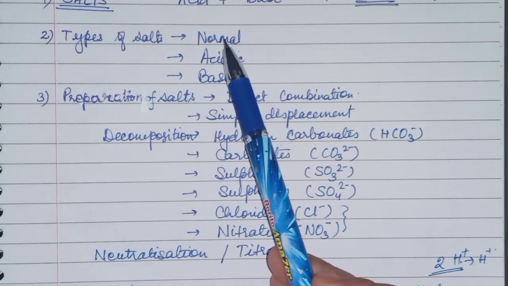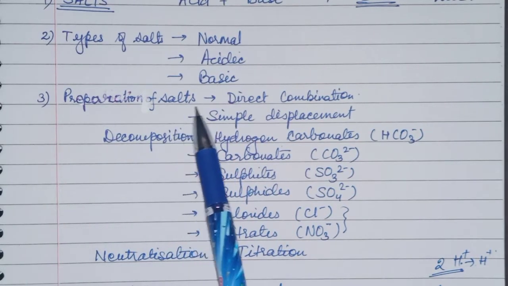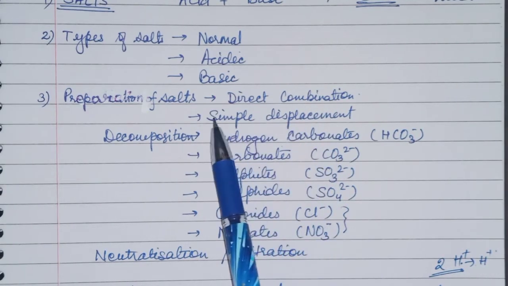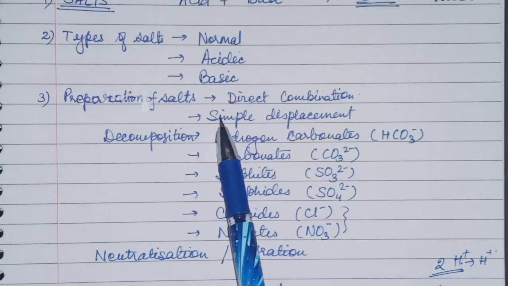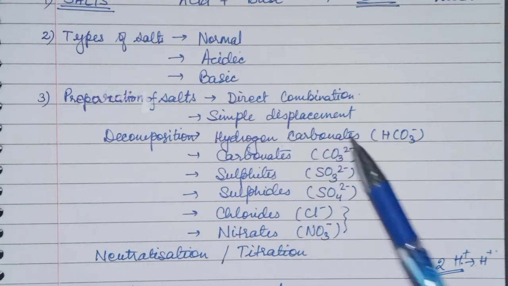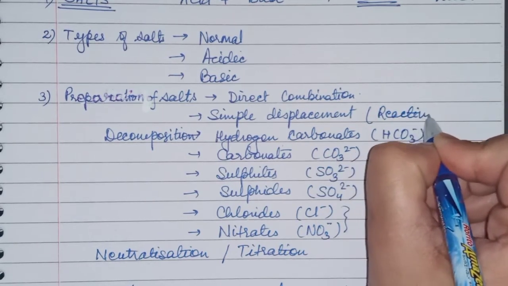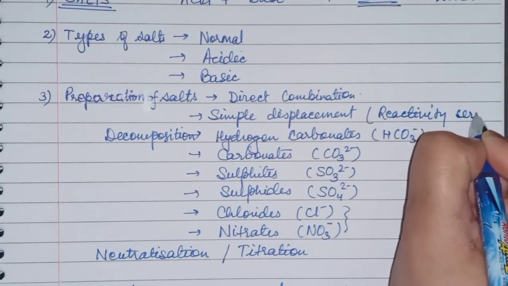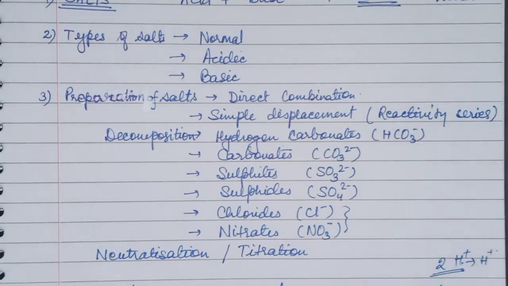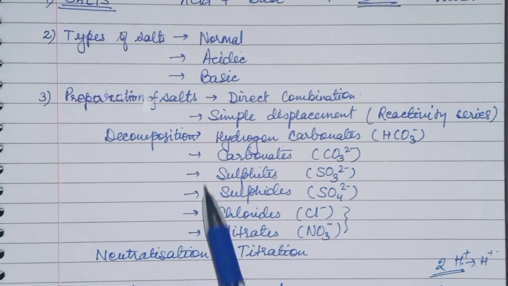Types of salts: there are three types, normal, acidic and basic. Preparation of salt is done by direct combination, that you all have learned. Types of reaction: simple displacement, which is based on the reactivity series, that I think you all know what it is. Decomposition, this also you know. And neutralization or titration.